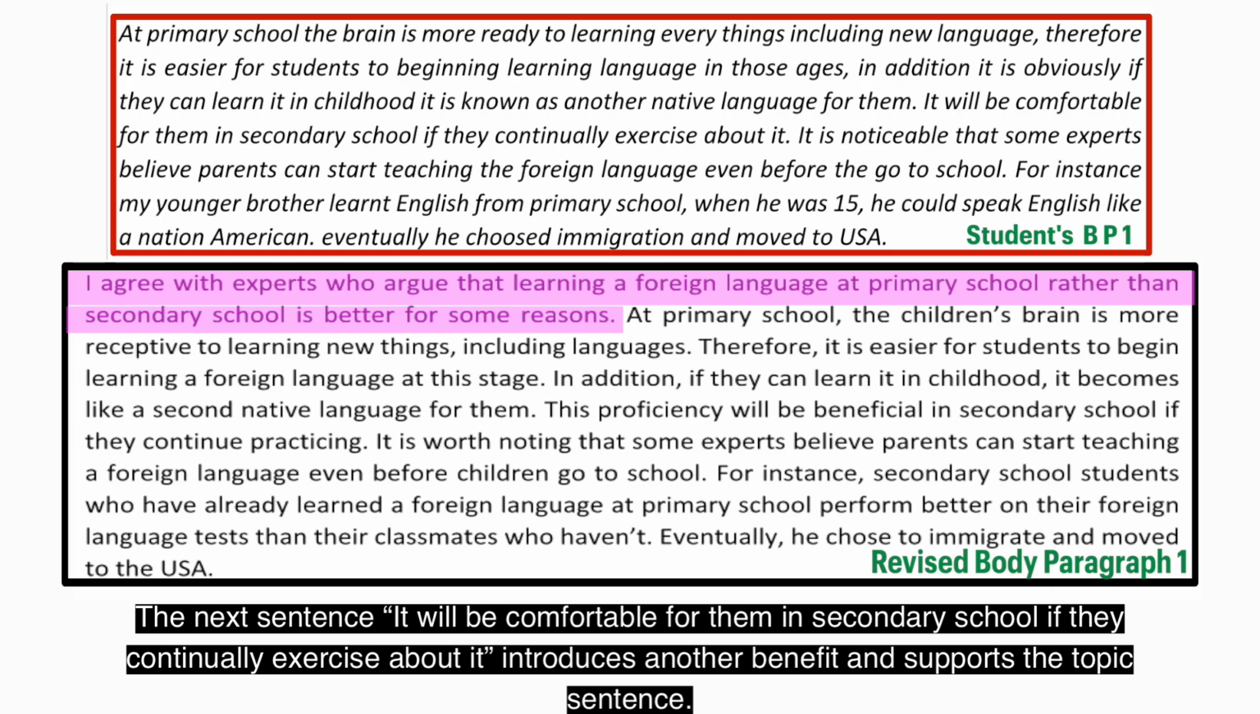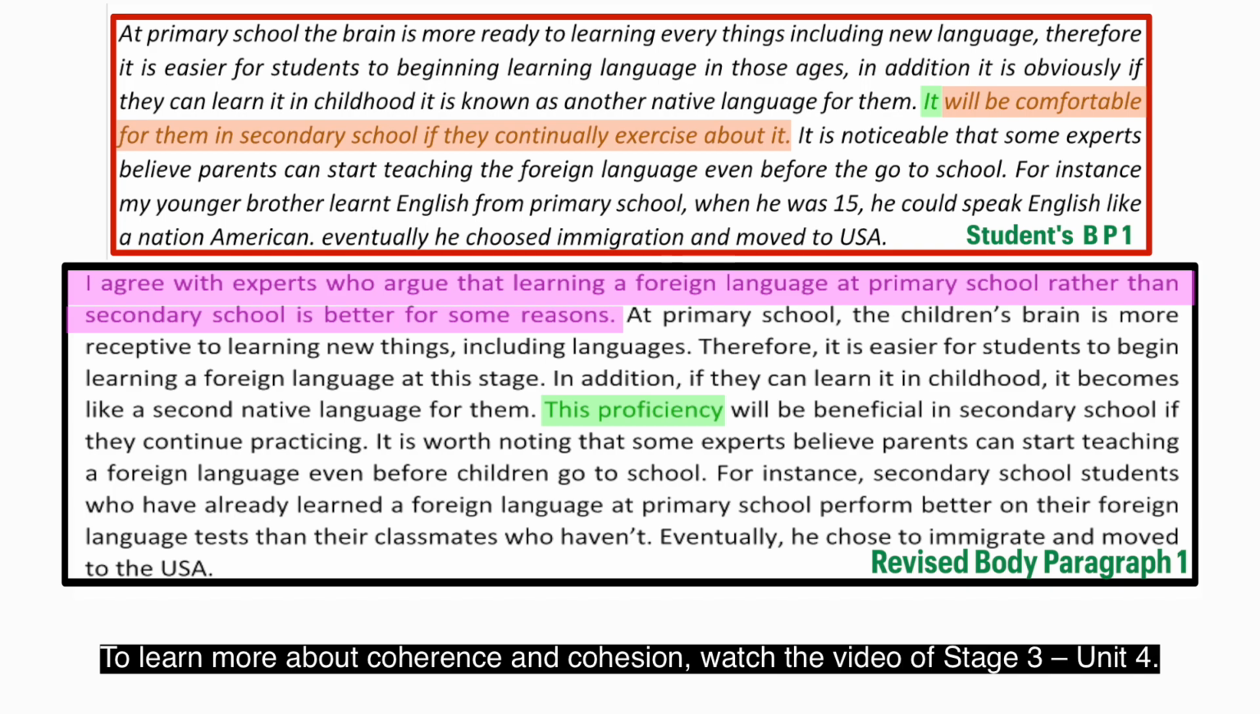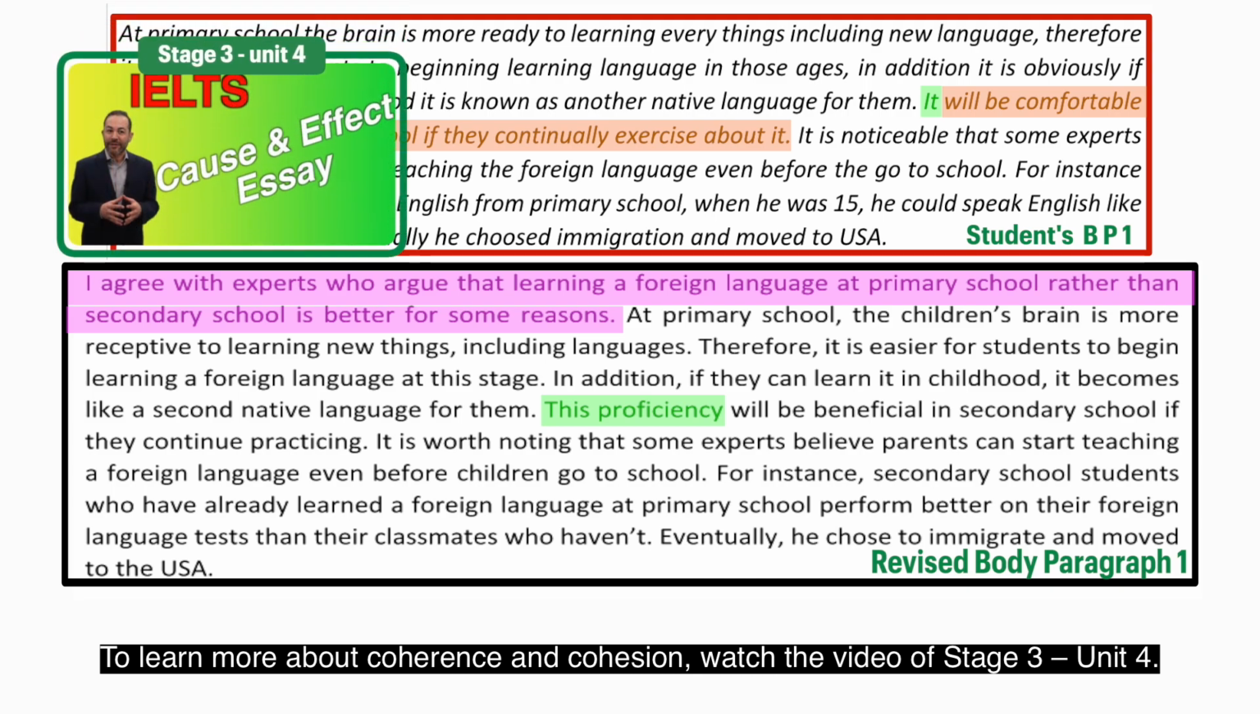The next sentence, "it will be comfortable for them in secondary school if they continually exercise about it," introduces another benefit and supports the topic sentence, so it's fine content-wise, though it needs revision. I changed it to "this proficiency" to improve cohesion because it wasn't quite clear what it referred to. To learn more about coherence and cohesion, watch the video of Stage 3, Unit 4.